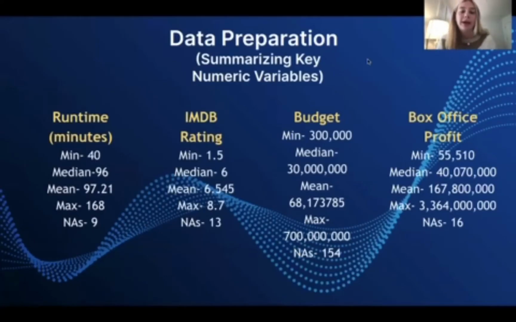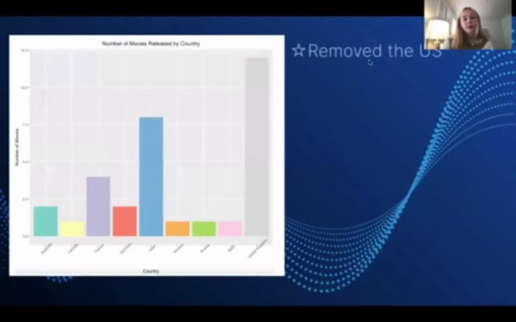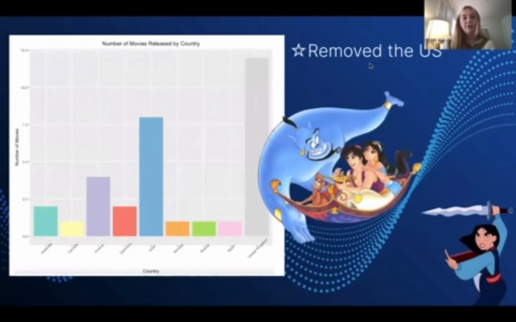Hi, my name is Hope, and I will be presenting on the data visualization aspect of our project. So first, we will be looking at a bar graph, which shows 2 categorical variables. In this case, it is the country, which is on the x-axis, and the number of movies that each country has produced on the y-axis.